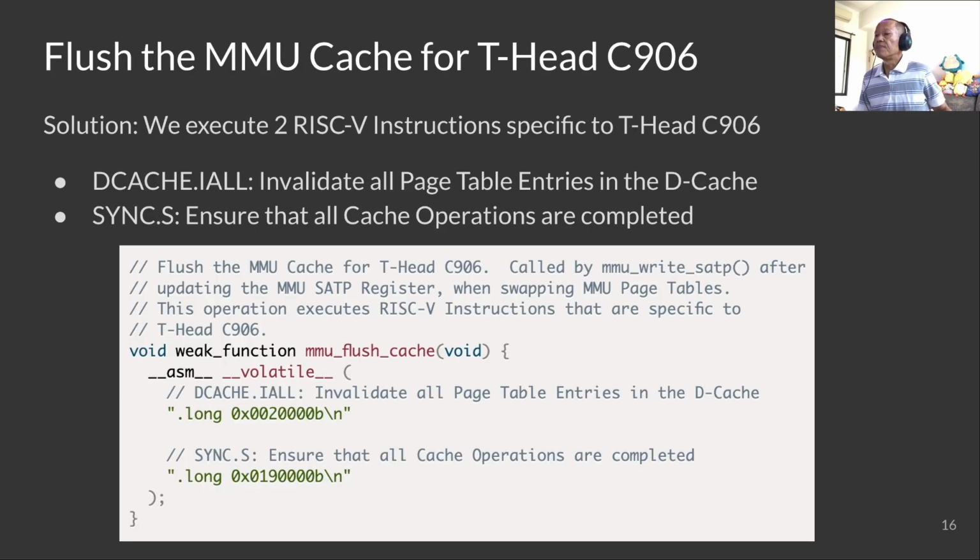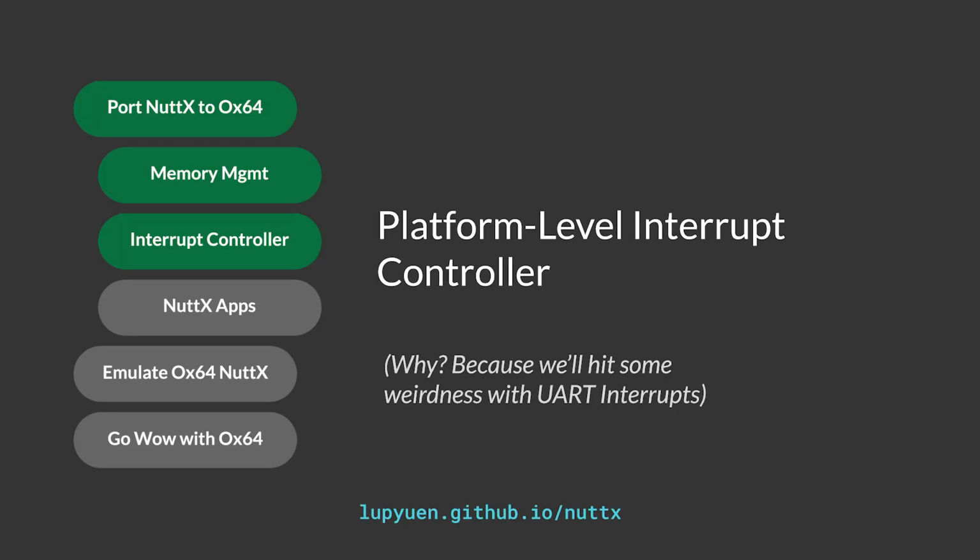We found the answer by inspecting the Linux kernel source code for Ox64. Remember that Ox64 runs on the BL808 SoC, which uses the THC906 CPU. But THC906 uses special RISC-V instructions to flush the memory cache. Thus, we call these magical RISC-V instructions whenever we swap memory spaces between apps. And it works, no more crashing. That was pretty scary, hitting strange new RISC-V instructions never seen before in NuttX.